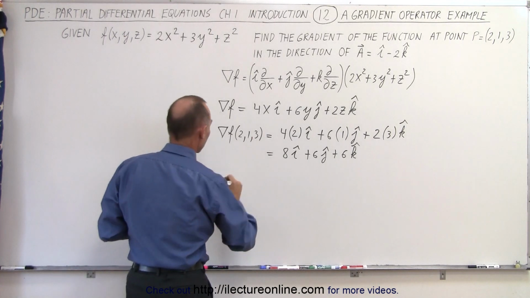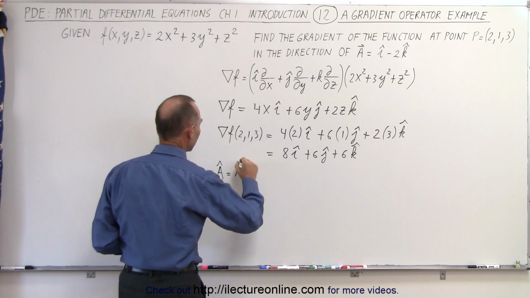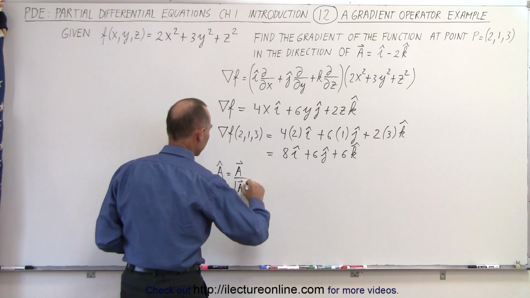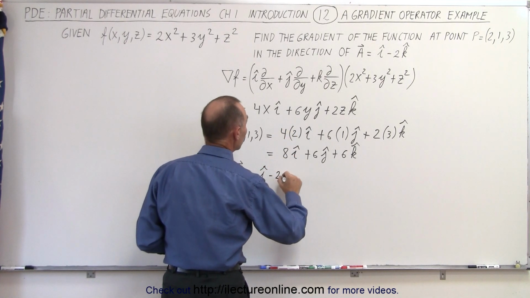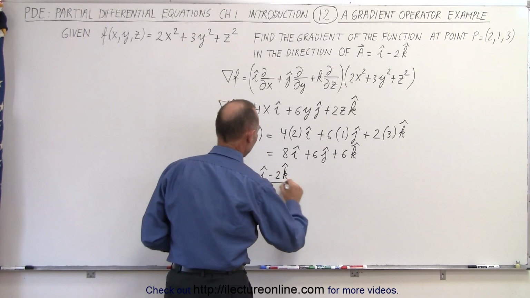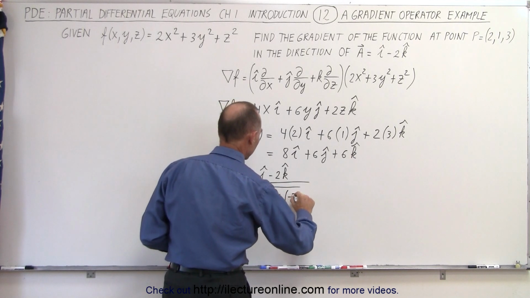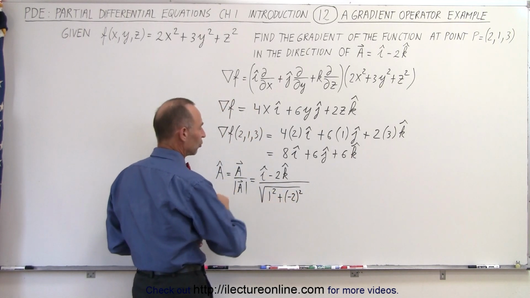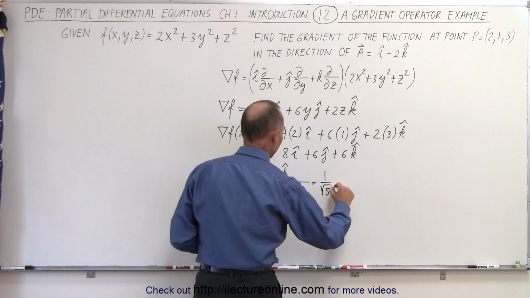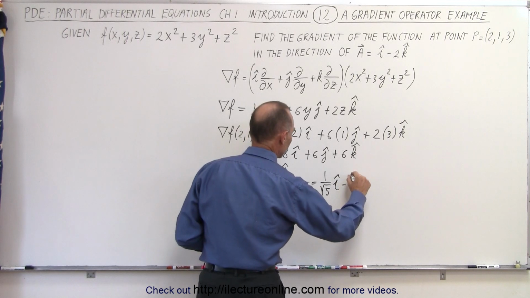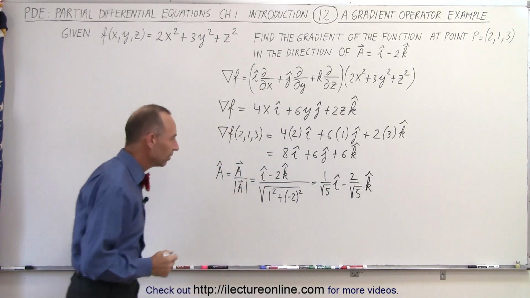So let's first find the unit vector in the a direction, which is equal to the a vector divided by the magnitude of the vector. So this is equal to i minus 2k, divided by the magnitude, which is the square root of 1 squared plus (minus 2) squared. You can see that is equal to the square root of 5. So this is equal to 1 over the square root of 5 in the i direction minus 2 over the square root of 5 in the k direction. The k would be the z direction.